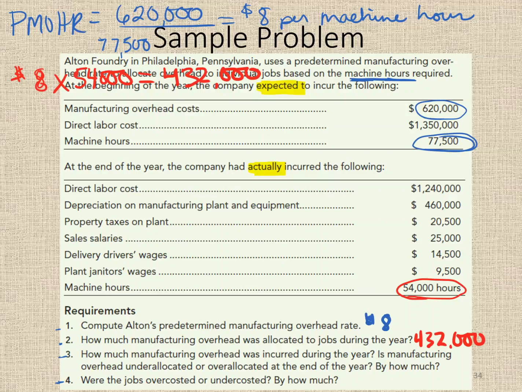Then we have depreciation on the manufacturing plant and equipment. And that absolutely is an overhead cost because it's depreciation on the manufacturing plant, so our production facilities. Property taxes on the plant would also be included there because, again, it's related to production. Sales salaries is not. It's a period cost, so it's expensed as incurred. It is not included as part of manufacturing overhead. Delivery drivers' wages, same issue there. That's also a period cost. And then plant janitors' wages. That is, again, manufacturing overhead and a cost that we need to consider when we are calculating our manufacturing overhead incurred.